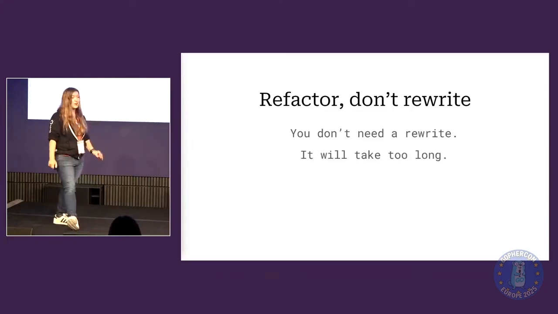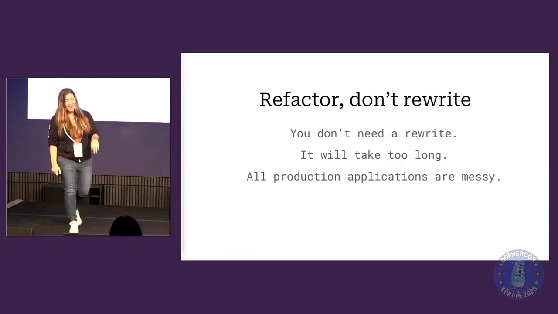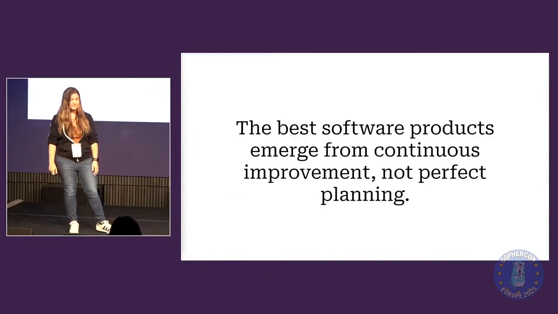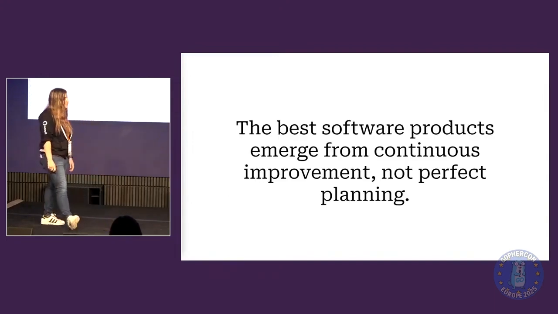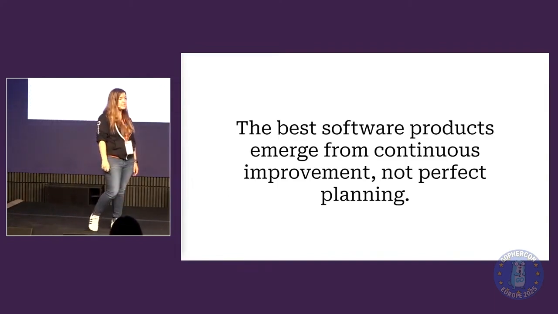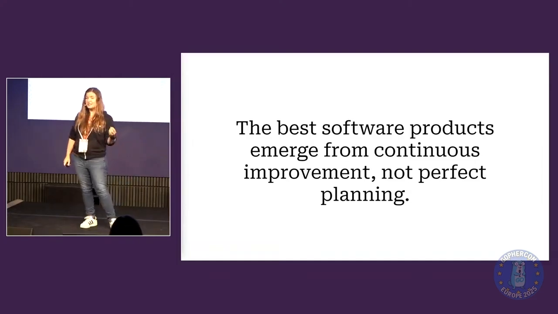It's going to take too long, guaranteed. All production applications are inherently messy, and you're not suddenly going to work better in a new technology. You're going to make a lot of the same mistakes, but in a different language. The best software products emerge from continuous improvement, not perfect planning. That shouldn't be a surprise. We've been choosing Agile over Waterfall for decades now.